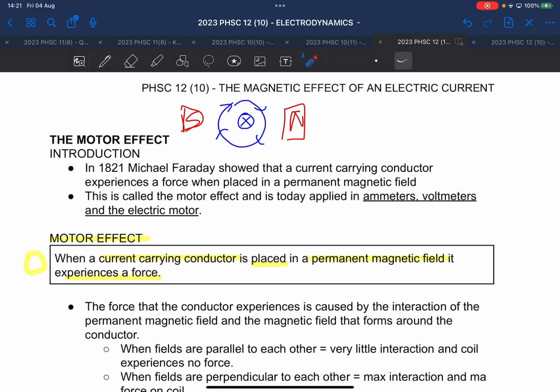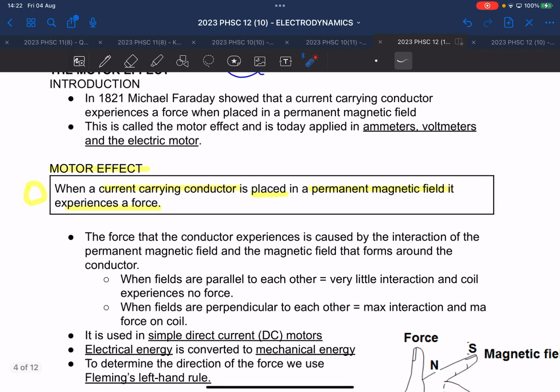Met mekaar. In Afrikaans lees gaan julle eerste bullet point. Conductors principles caused by the interaction. Interaksie, there we go. Die interaksie tussen die twee magneetvelde.